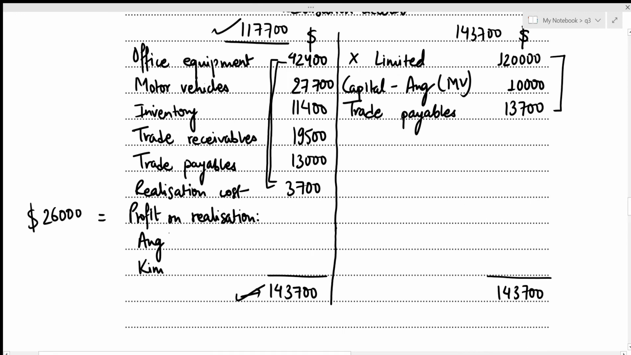For Ang, that's just going to be the total of 26,000, and 3 out of 5 parts belongs to her, so that's times 3 by 5, which results in profit on realization for Ang to be 15,600. Okay, now for Kim, that's 26,000 total profit, and 2 out of 5 parts belongs to her, so that's times 2 by 5. This results in profit on realization for Kim to be 10,400. Alright, this concludes our realization account as well as the second part of this question. Now we can move towards the third one.